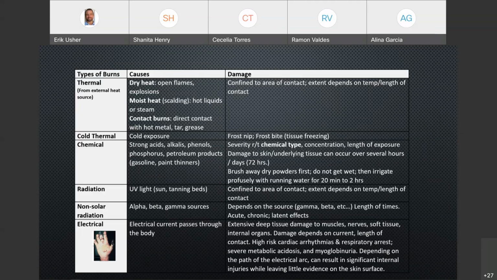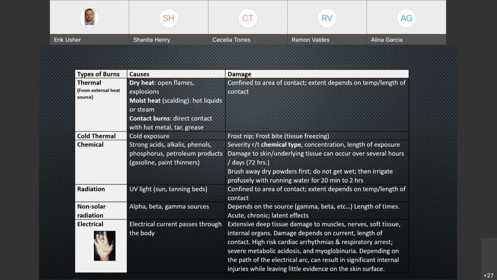Chemical burns we need to be cautious of, and that can be anything from strong acids, alkalis, phenols, phosphorus, petroleum products such as gas and paint thinners. And the severity is really related to what the chemical is, first off, the concentration of it, and the length of exposure. If you have any damage to the skin, underlying tissue damage can occur over several hours, sometimes days, depending on what that caustic agent is.